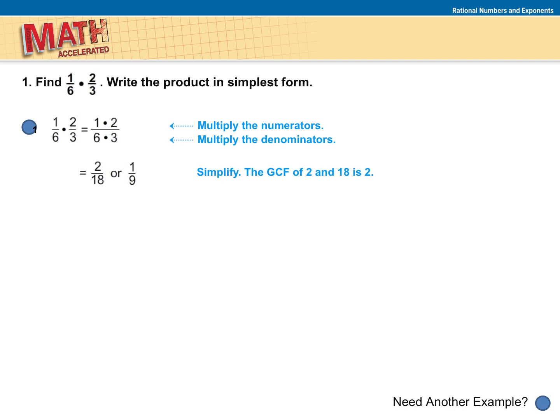Numerator times numerator for your new numerator. So you get 1 times 1, so you get 1. Denominator times denominator for your new denominator. 6 times 3, 18. Is this in simplest form? No, why? You can keep going. You can divide each one by 2 to get 1/9. So when you're multiplying fractions, multiply the numerators together, multiply the denominators together to get your new fraction. Don't cross multiply, multiply straight across.